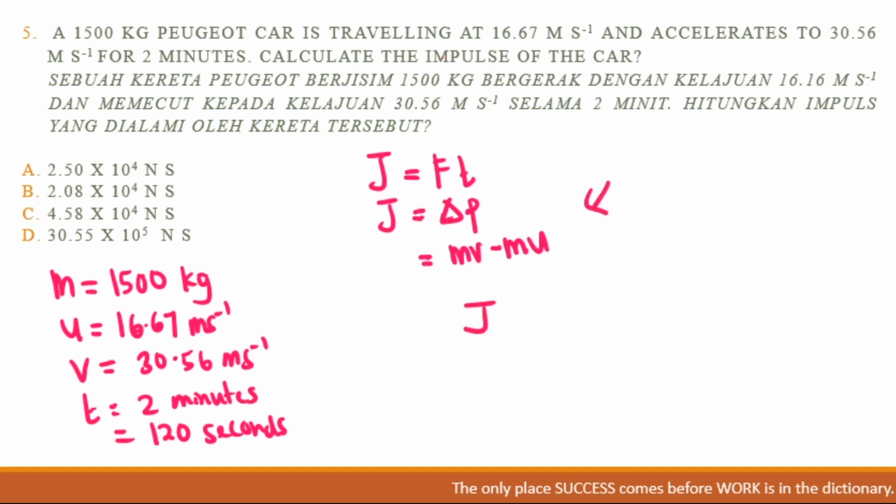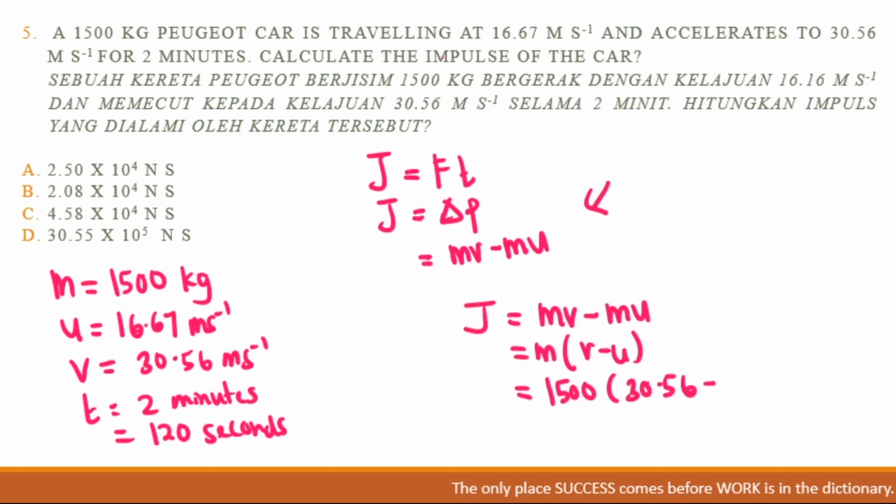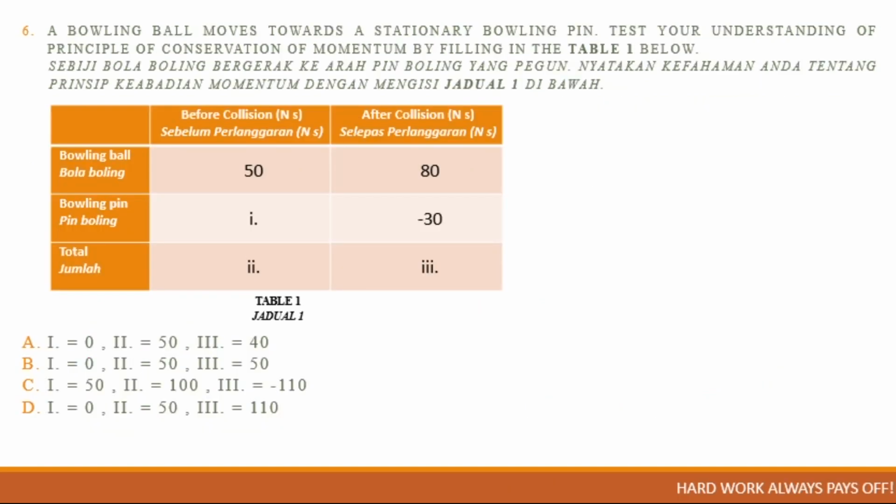So J is equal to mv minus mu, where this time the mass is not changing, so we can factorize the mass. So mass in bracket v minus u, and then we substitute 1500, then in bracket 30.56 minus 16.67, we will get 2.08 times 10 to the power of 4 Newton second, and this is answer B.